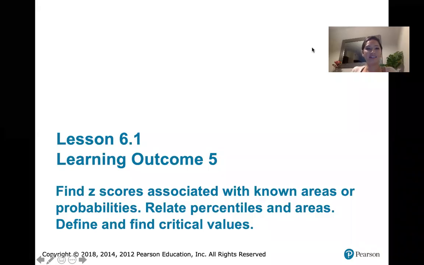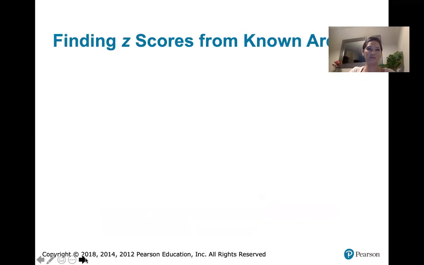In this video, we discuss learning outcome number 5 from lesson 6.1. Here we're asked to find z-scores associated with known areas or probabilities. We also want to relate percentiles and areas, and define critical values and find critical values.